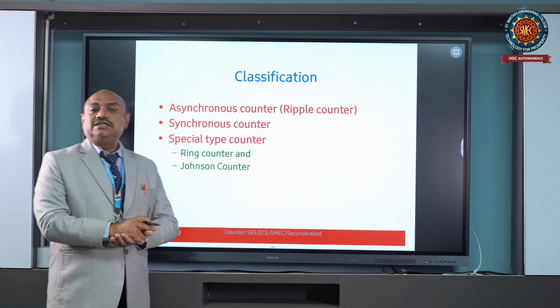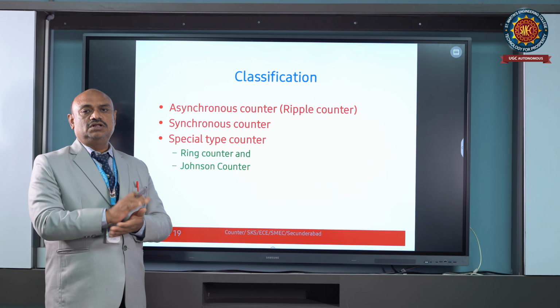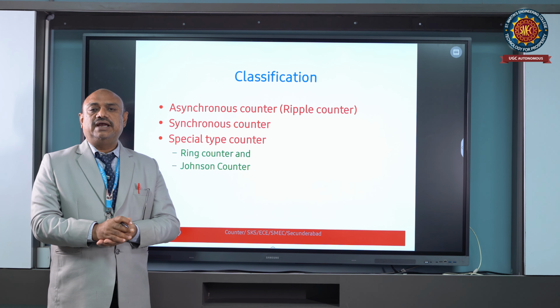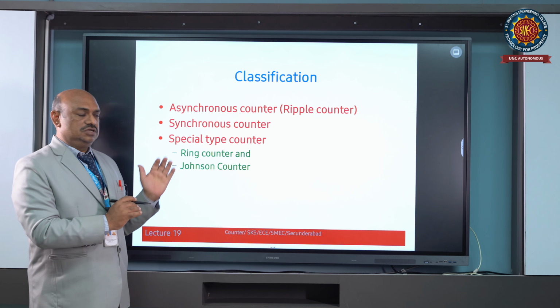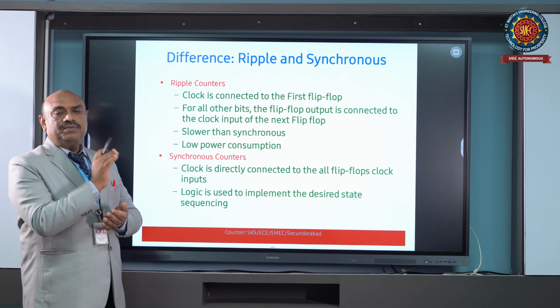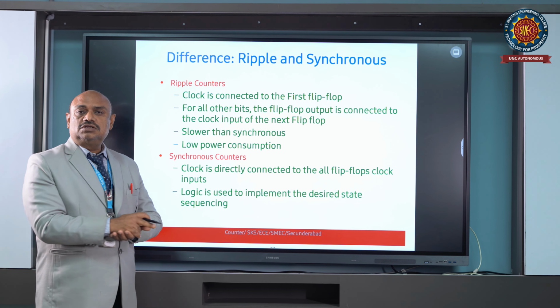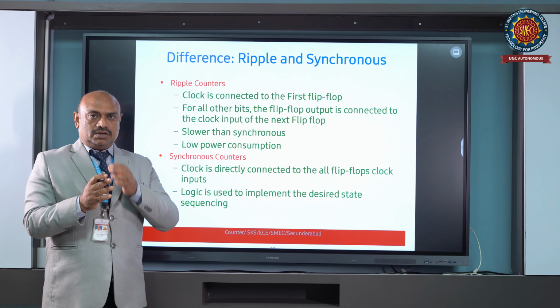There are 3 types of counter. One is the asynchronous counter, one is the synchronous counter, and one is a special type of counter, which is the ring counter and Johnson counter. Here we focus on the asynchronous counter now. We have a small difference between the ripple counter and the synchronous counter. The asynchronous counter is also called a ripple counter.